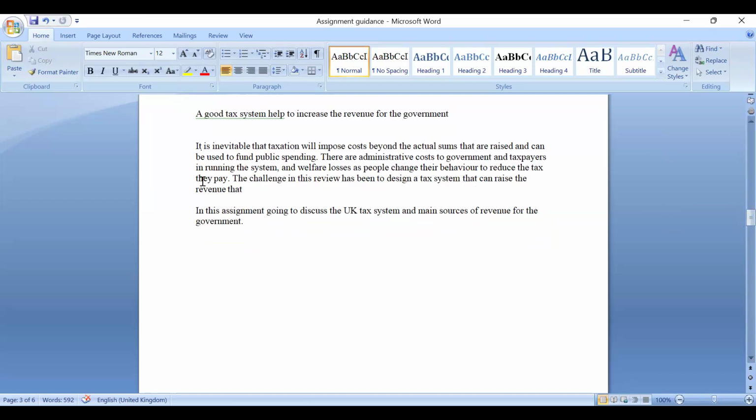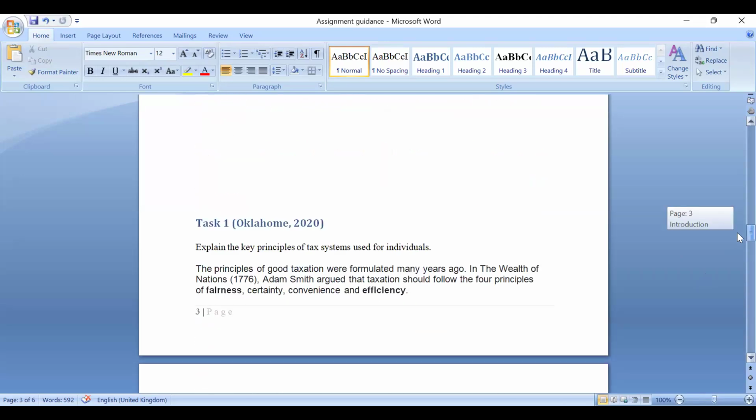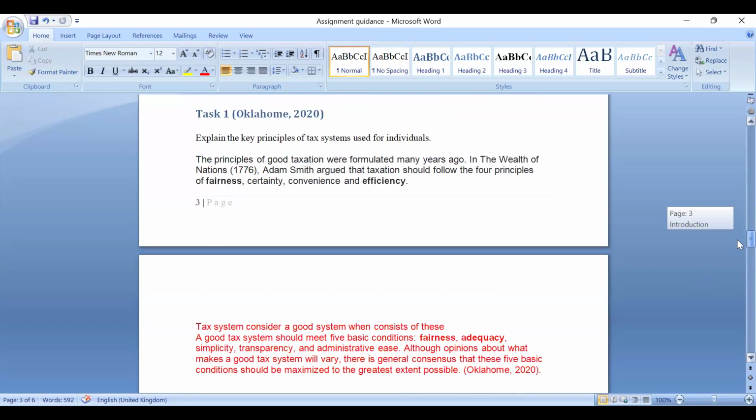In this assignment I'm going to discuss savings income, employment income, taxation, capital gains, and NI. So your introduction can be as given in the sample assignment as well. That also helps you. Then we explain the good taxation system formed many years ago, The Wealth of Nations. If you want to go to Google Scholar, I'll quickly show you as well, and we can pick a lot of material from there.